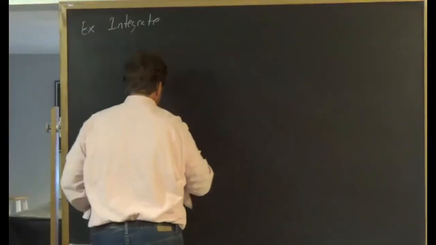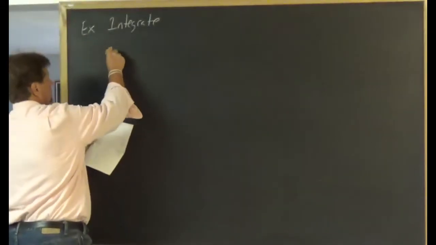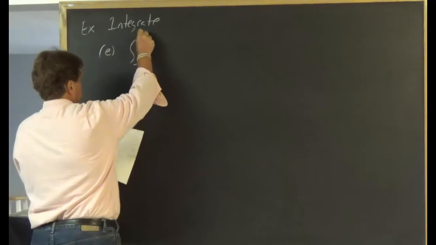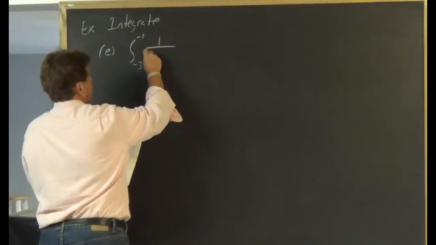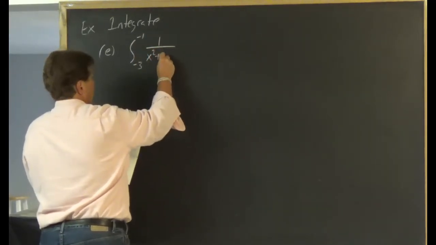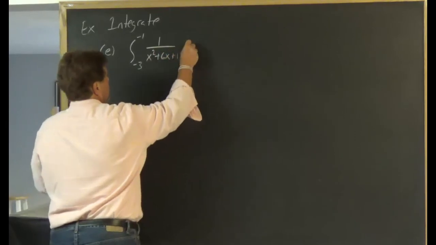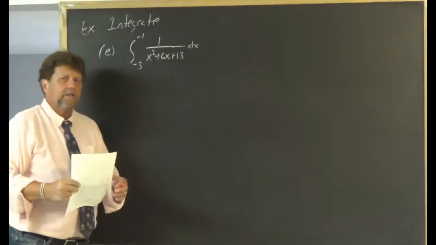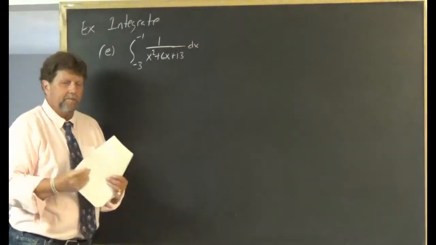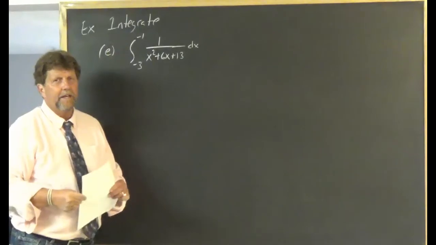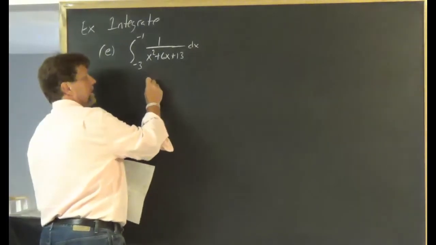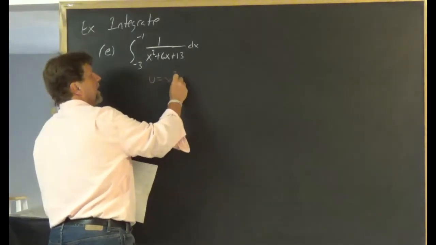So when I look at part E, what do we have here? The integral from negative 3 to negative 1 over x squared plus 6x plus 13 dx. Okay, I'll be honest, way back when, I would have been tempted to do a U-substitution, and I would have let u equal the denominator. It's not going to work, but let me write it down.